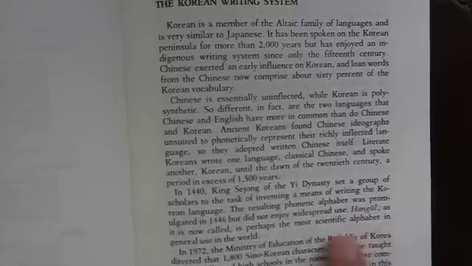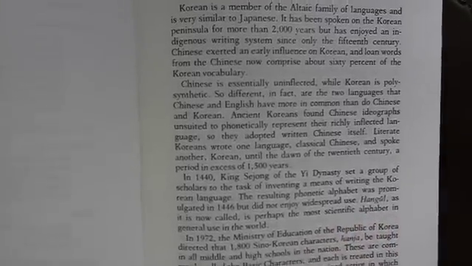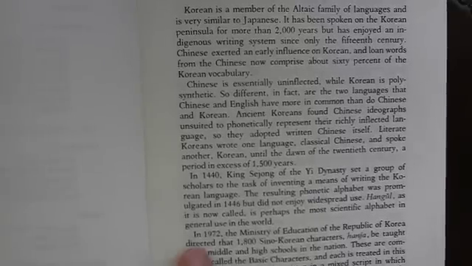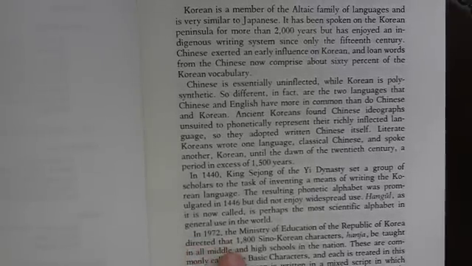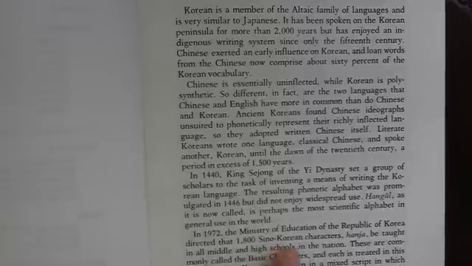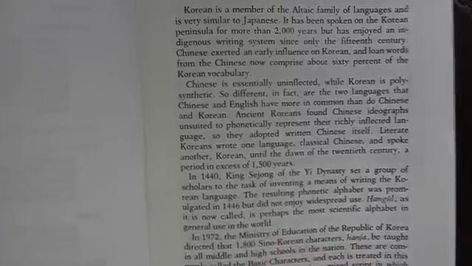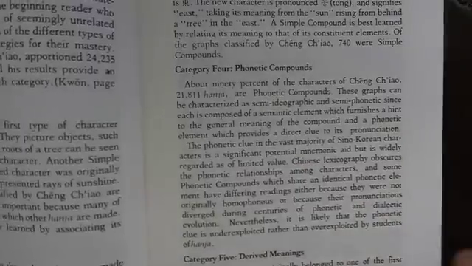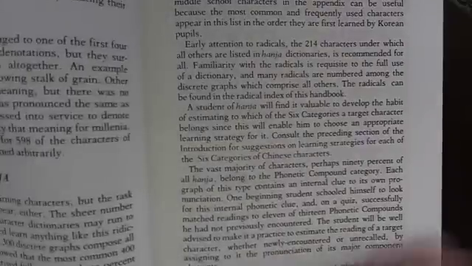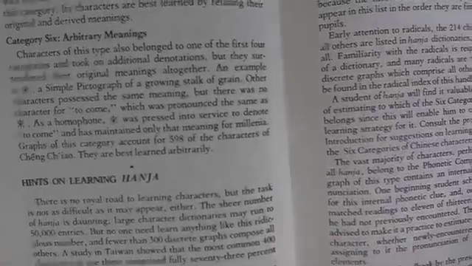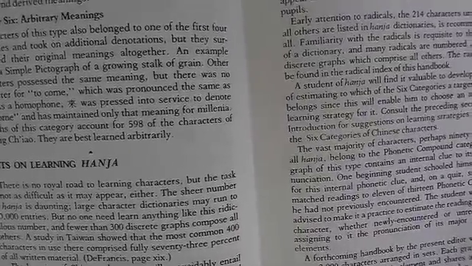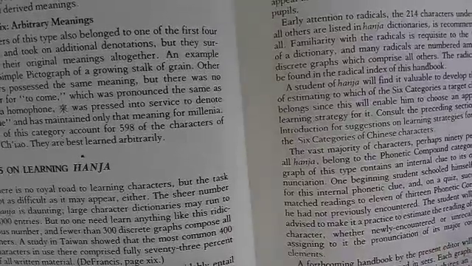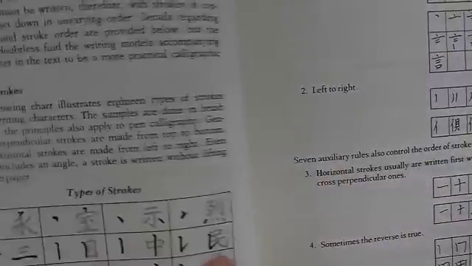So even though there's Hangul, which is a very simplified alphabet, since 1972, 1,800 Sino-Korean characters, Hanja, are taught in the school. So this book goes through those 1,800, talks about the different kinds of characters, and how to learn Hanja. If you've learned Chinese characters or Japanese characters, it's basically the same thing. It's a lot of memorization and practice.